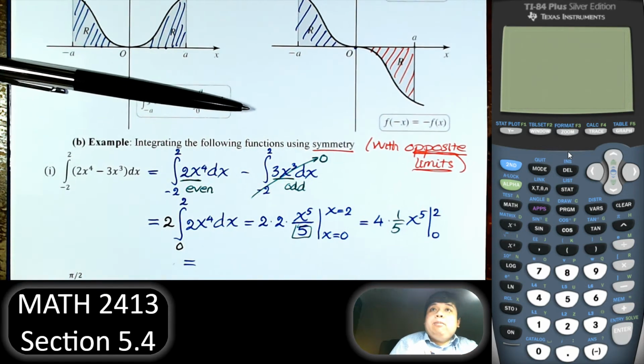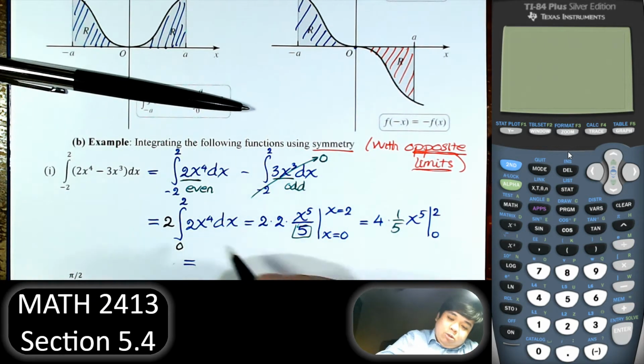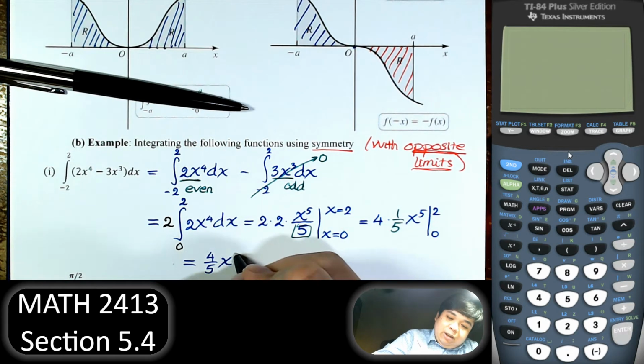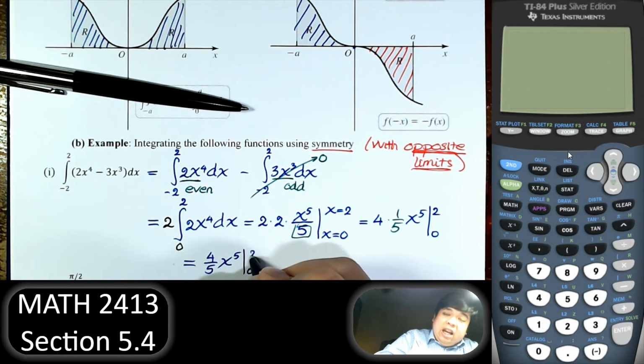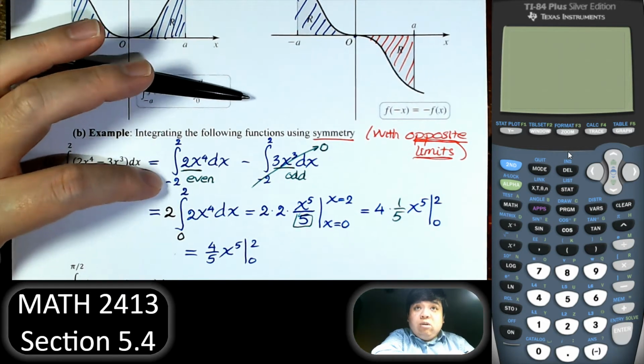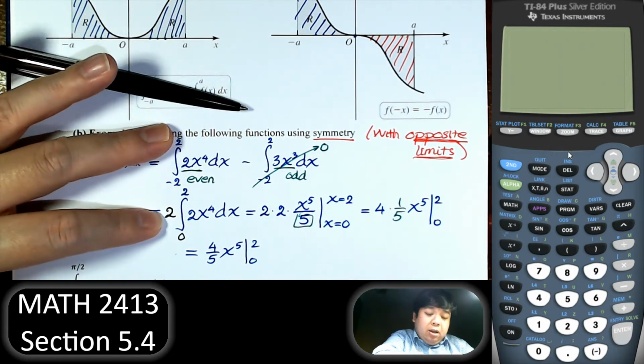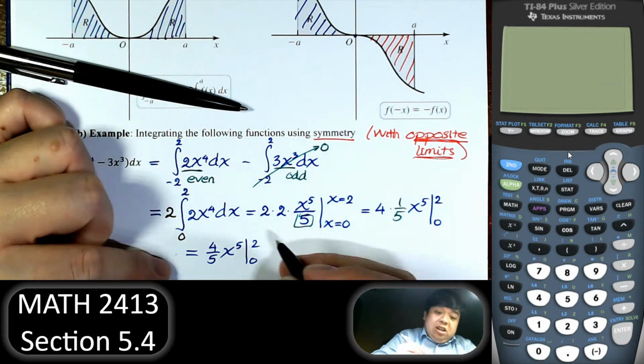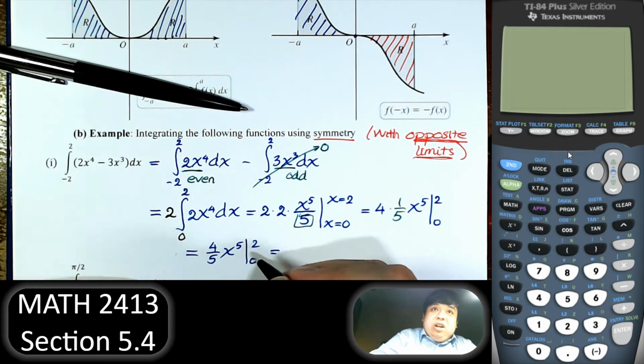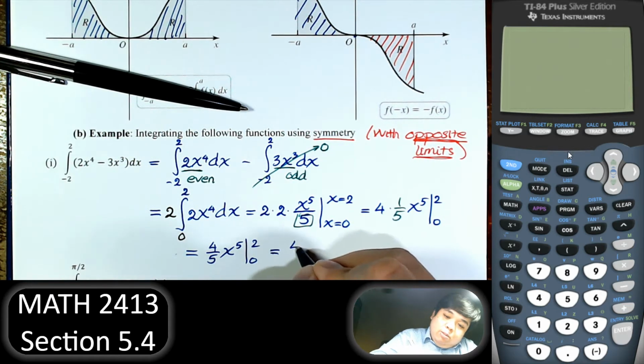Now, 4 times 1/5, 4/5, x to the 5th. Even though it is even, they don't cancel out. I only double the half. Evaluating this is a lot easier than evaluating with the negative. We're just going to put in the positive numbers here.